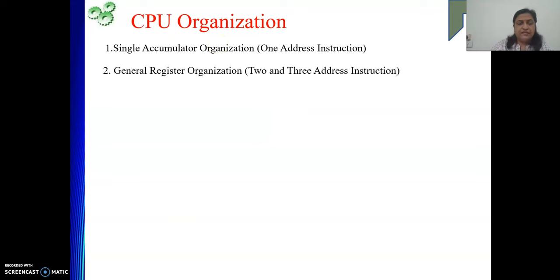Three basic CPU organizations are there. One is single accumulator based organization. In this organization we have one accumulator for doing all the operations. Whenever we need to get something from memory, we'll get it into the accumulator. When we need to send something to the memory, we'll send it through the accumulator. When we need to perform some operation, we'll perform it with the accumulator.